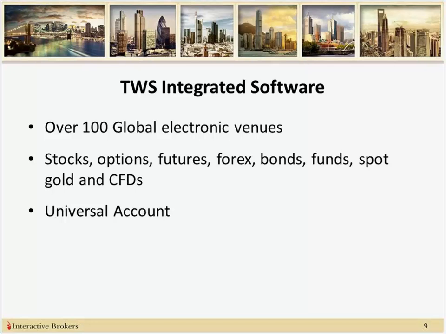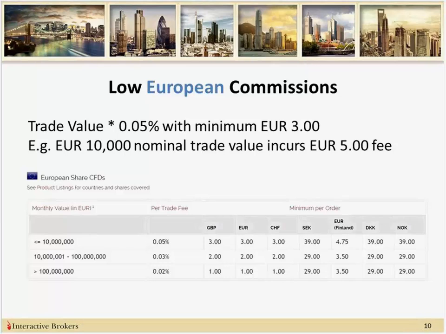Our global product offering is available at ultra-low commissions to our customers. Commissions on European CFDs is subject to a minimum €3 per transaction, but is set on a trade value basis and starts at an extremely low 0.05%. A trade involving €10,000 face value would incur a commission of €5.